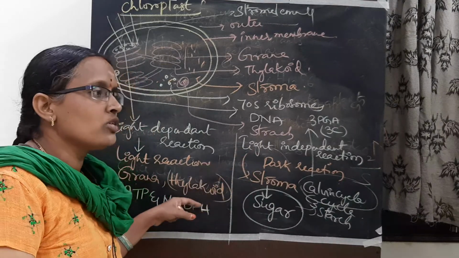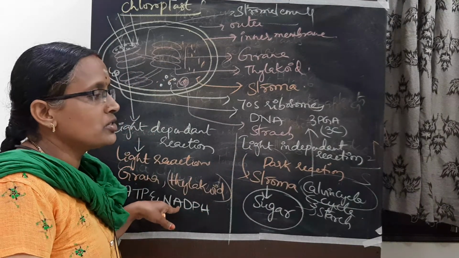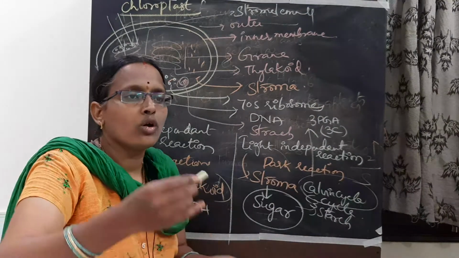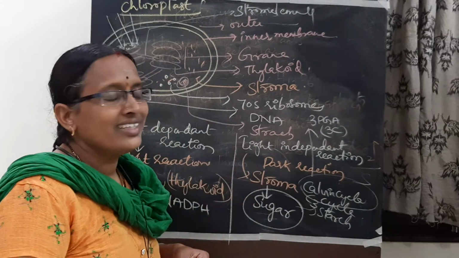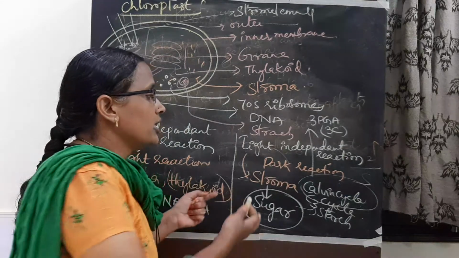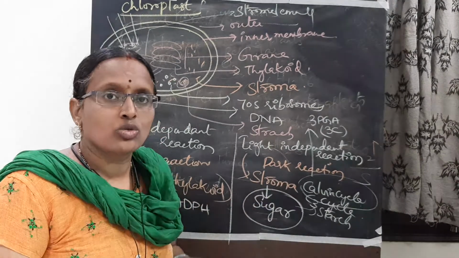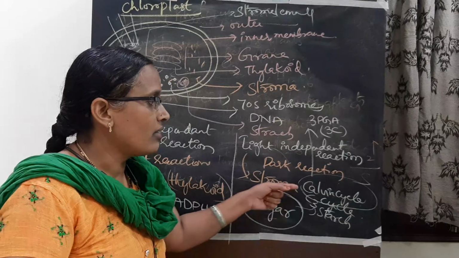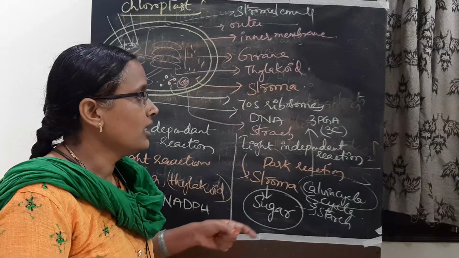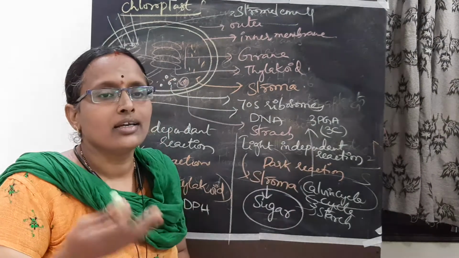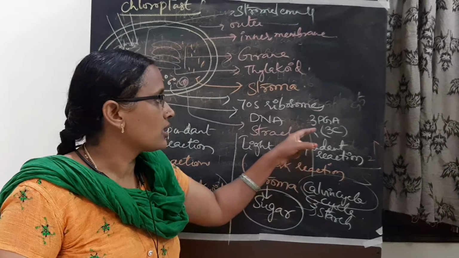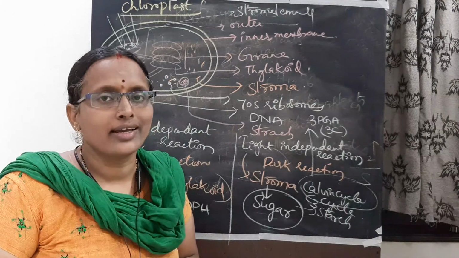So after formation of ATP and NADPH2, there is no requirement of light. Without light also the reactions can go on. So that is called light independent. In the presence or absence of light, they form the sugars. That process is the Calvin cycle. Melvin Calvin first explained that cycle. It is also known as the C3 cycle because the first stable compound in the Calvin cycle is phosphoglyceraldehyde.